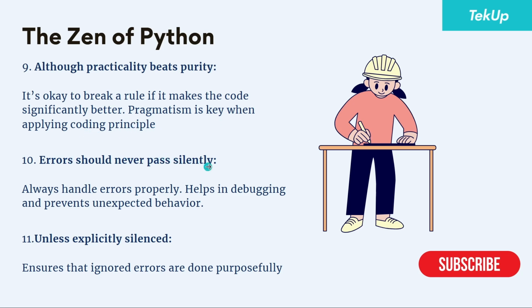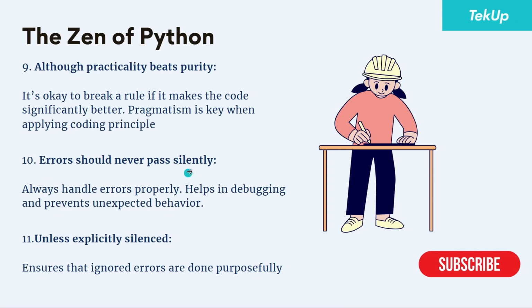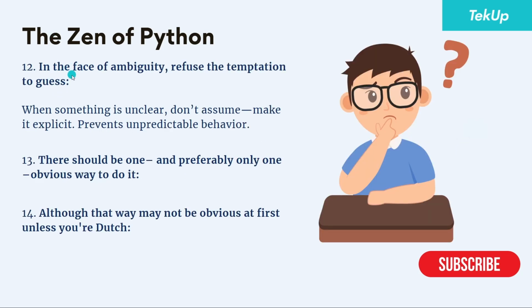Errors should never pass silently. Always handle errors properly. It helps in debugging and prevents unexpected behavior. Unless explicitly silenced. Ensure that ignored errors are done purposely. So this is simply saying that we should not let errors pass silently unless they are purposely ignored or silenced. In the face of ambiguity, refuse the temptation to guess. When something is unclear, don't assume, make it explicit.